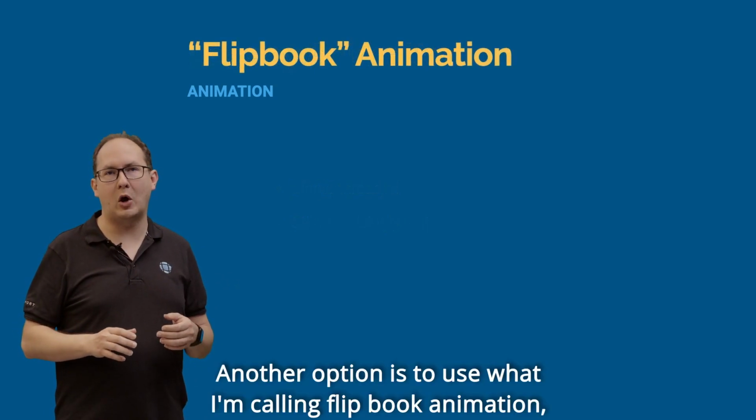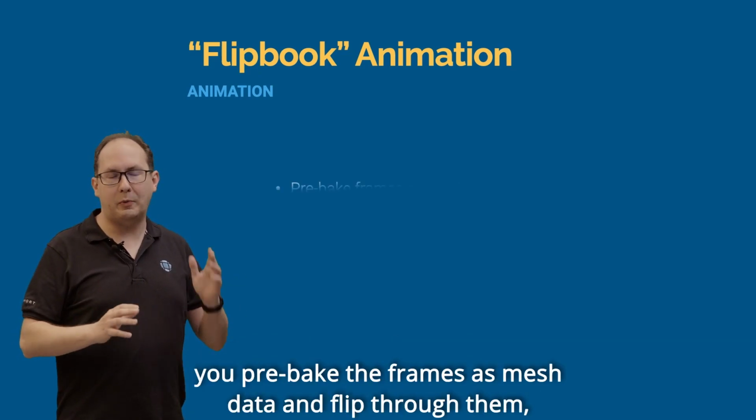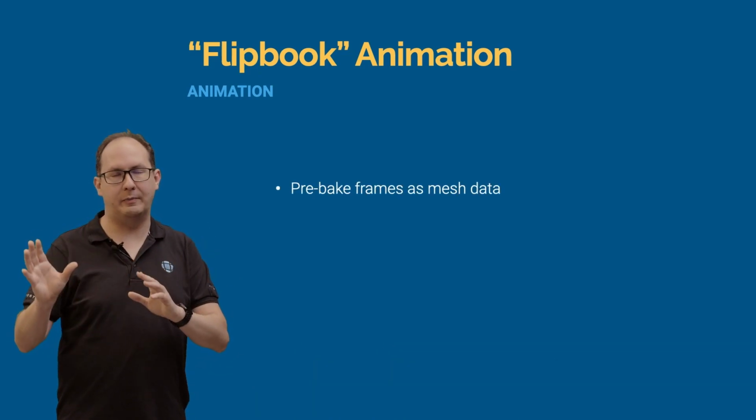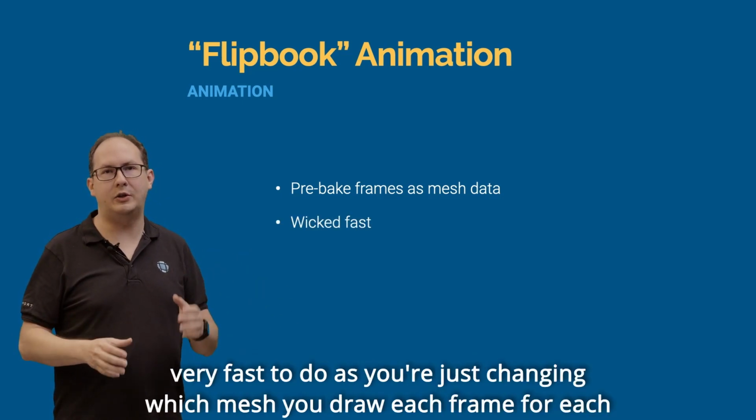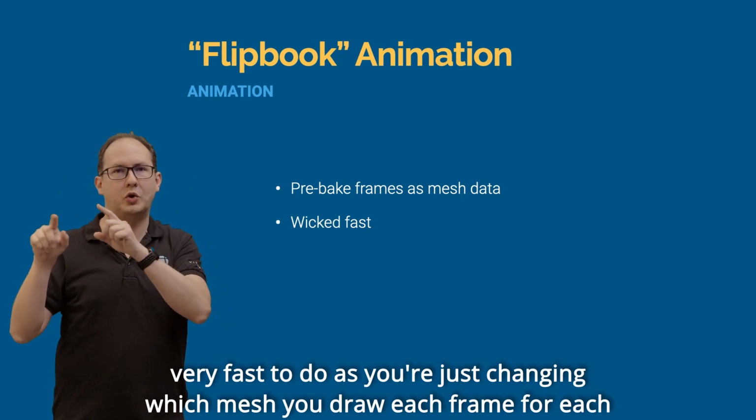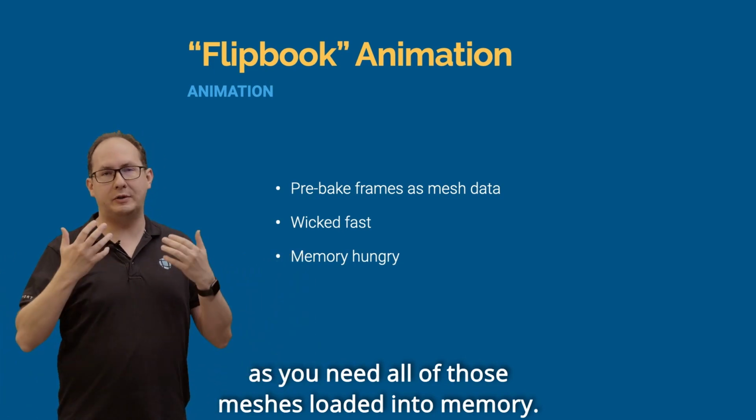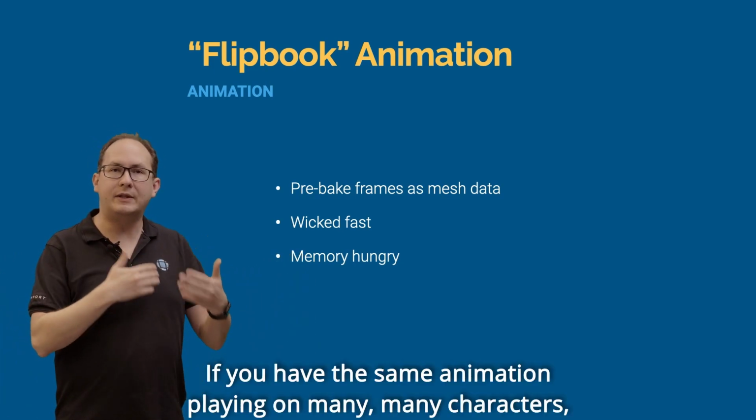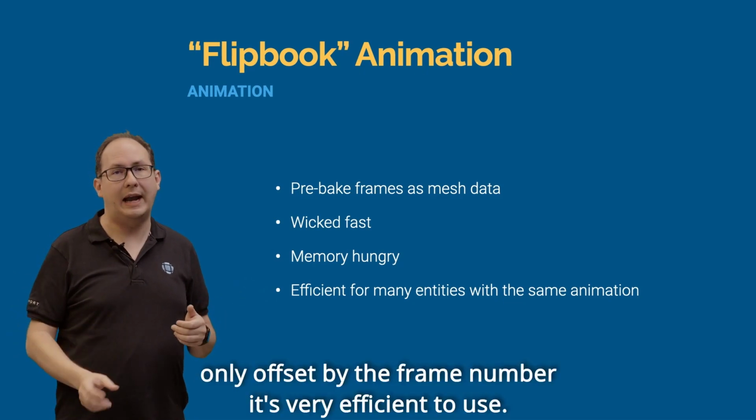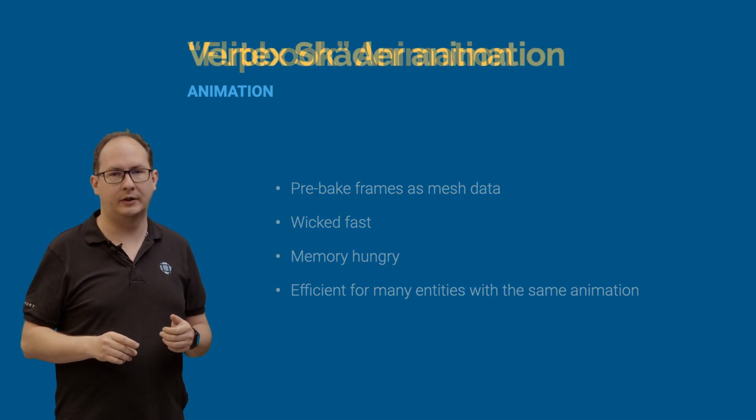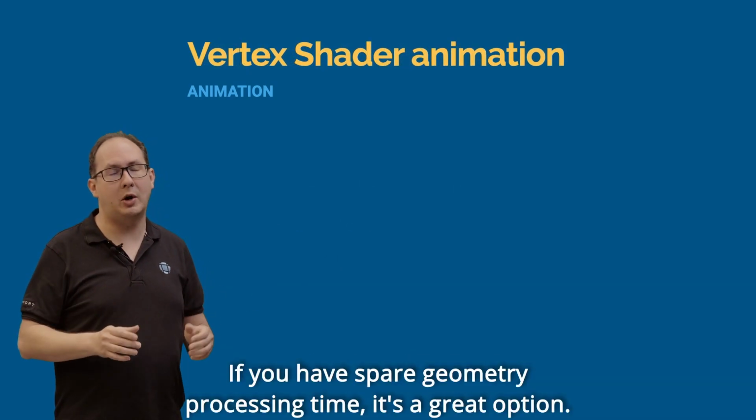Another option is to use what I'm calling Flipbook animation, which is a total blast from the past. What you do is you pre-bake the frames as mesh data and flip through them, kind of like how you'd use a sprite book. It's very, very fast to do, as you're just changing which mesh you draw each frame for each character instance. It is quite memory hungry, as you need all of those meshes loaded into memory. If you have the same animation playing on many, many characters, only offset by the frame number, it's very efficient to use. You can also animate your objects via Vertex Shader if you have spare geometry processing time.